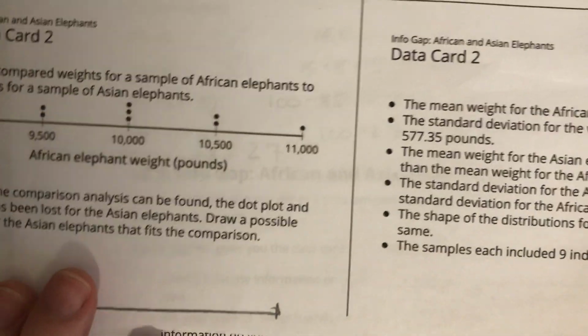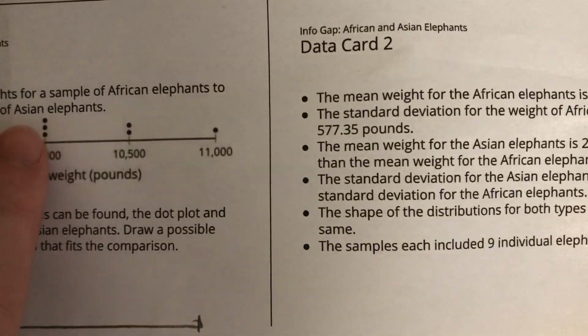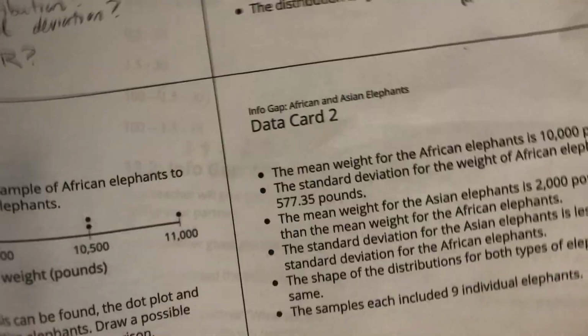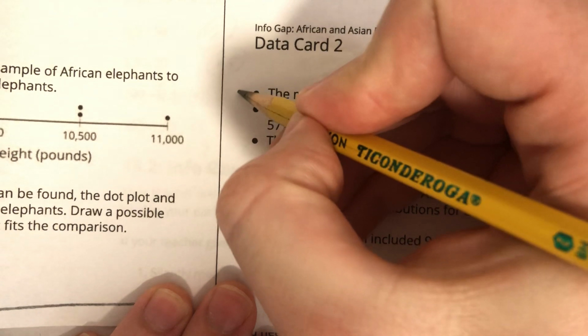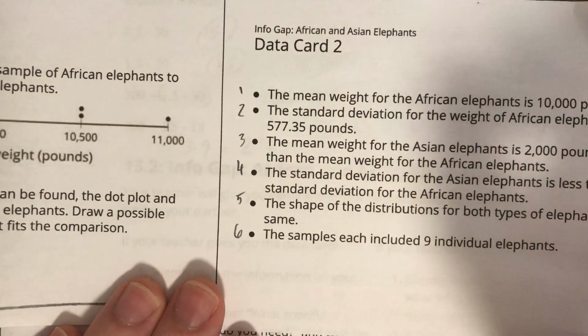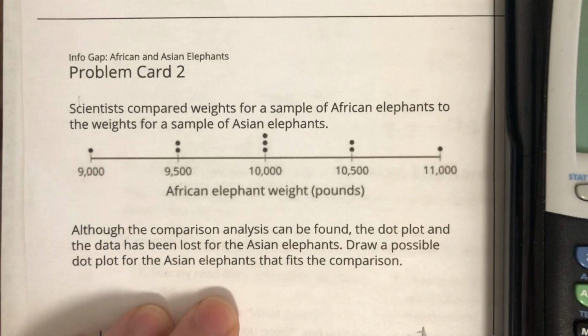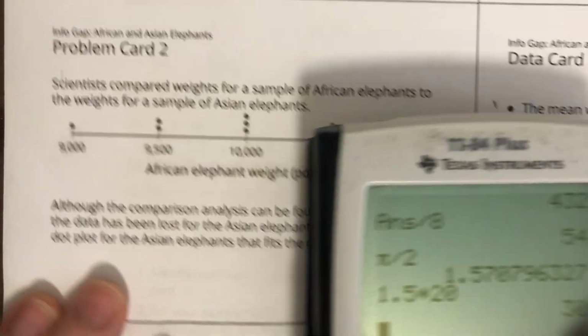All right, but this one I'm just going to try and go through a little bit quicker. So if we look at all this information here, let's label it 1, 2, 3, 4, 5, and 6. Actually, before we do that, what I really want to do, because I'm given this dot plot, and I really should do this right away.